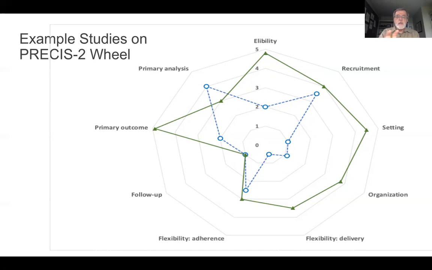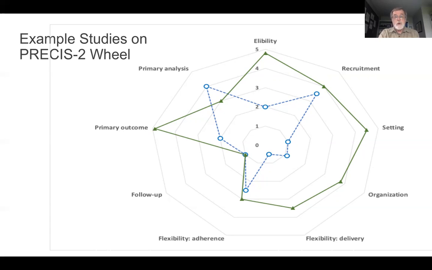So on this one, the study in green is very pragmatic, especially around eligibility, recruitment, setting, and that sort of thing. A little less so on organization and these flexibility dimensions. It is purposely not pragmatic on follow-up, and that would mean this study did a whole lot more follow-up, much more frequently and intensively than would have been done in usual care. Then going to the left, in contrast, the primary outcome is something that would be easy to collect in usual care, that was really important to patients, and that was easily understandable and provided feedback.